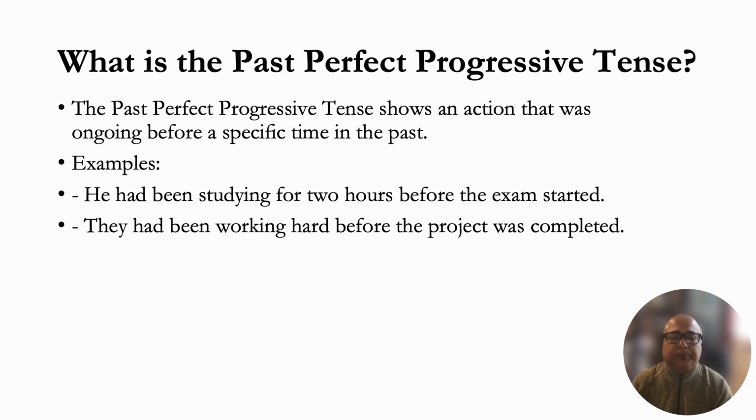We will also learn how to form sentences with the correct structure. Okay, so let's begin. What is the past perfect progressive tense? This tense shows an action that was ongoing. Remember, it's called progressive. That means it refers to an action that was continuing, that was ongoing in the past, before a specific time. So remember, this isn't like past progressive, that I was taking a shower when somebody called. It happened before something happens, not concurrently, not at the same time. So he had been studying for 2 hours before the exam started. Or they had been working hard before the project was completed.